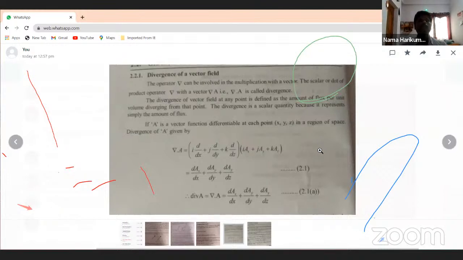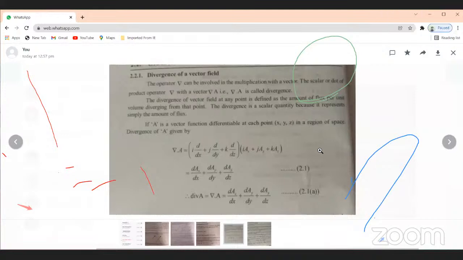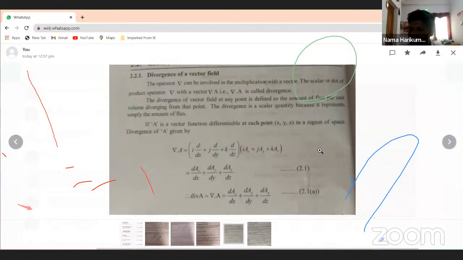So next one, divergence of a vector field. Next one reading. Yes, reading. Your name? Divergence of a vector field. Okay. Your good name? Maurya, sir. Maurya, okay, very good.